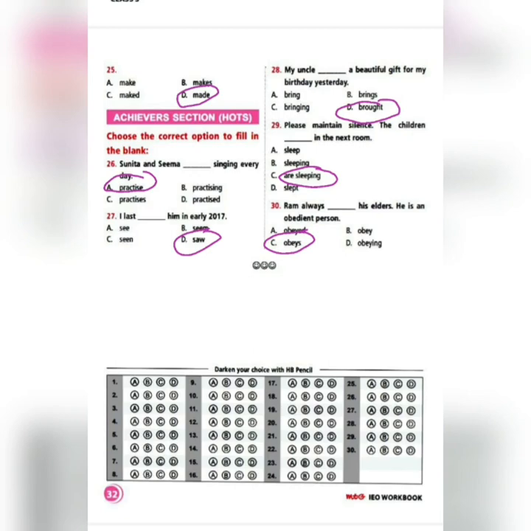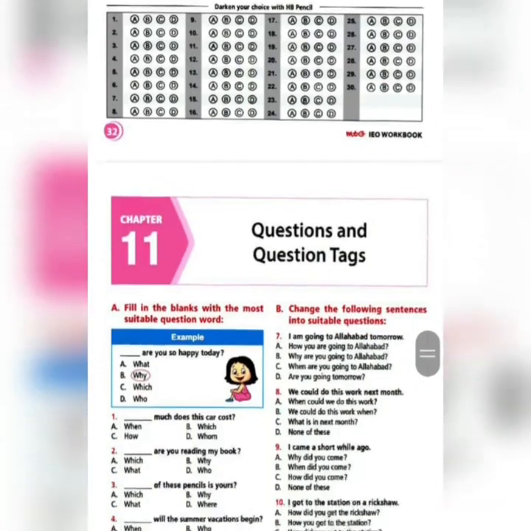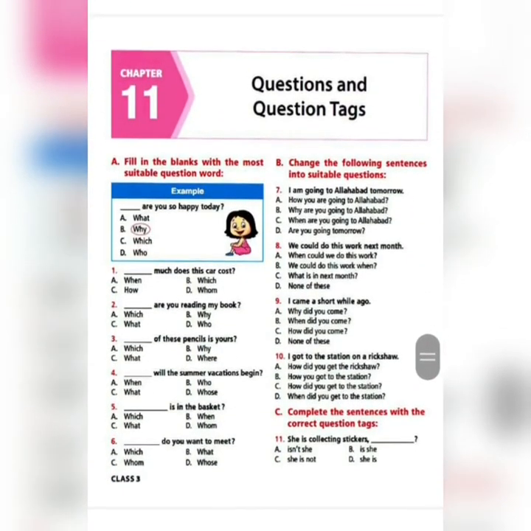Now we move to the next chapter that you have, that is question and question tags. Question tags are different. Before going to the question tags, let's understand what are questions. A question is an interrogative expression often used to test knowledge. So simply, when you ask something, the sentence that you speak to ask something to someone, that is a question. Okay.